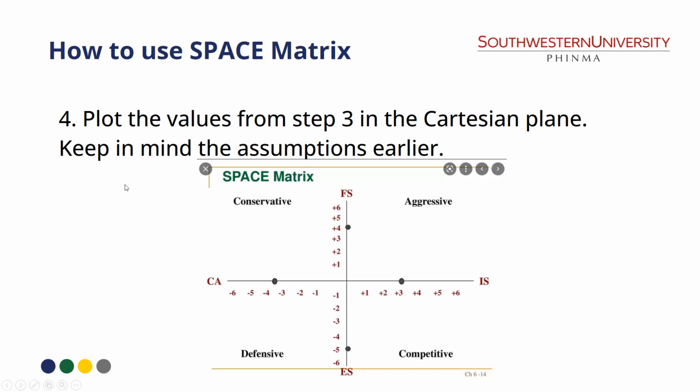So, we need to plot the values from step 3 in the Cartesian plane, keeping in mind the assumptions earlier. So, ganito yung insurance space matrix, ganito yung format niya. Yung points, nilagay ko ito yung mga values natin. Ito yung mga mean values natin na nakuha from FS, IS, ES, and CA. You would need to draw lines to connect one another. Dito natin makikita kung nasaan skewed yung company natin in the matrix.